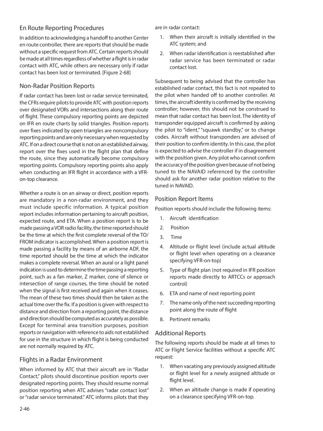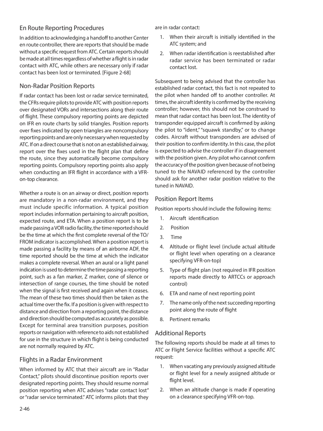Position report items. Position reports should include the following items: 1. Aircraft identification. 2. Position. 3. Time. 4. Altitude or flight level, including actual altitude or flight level when operating on a clearance specifying VFR on top. 5. Type of flight plan, not required in IFR position reports made directly to ARTCCs or approach control. 6. ETA and name of next reporting point. 7. The name only of the next succeeding reporting point along the route of flight. 8. Pertinent remarks.